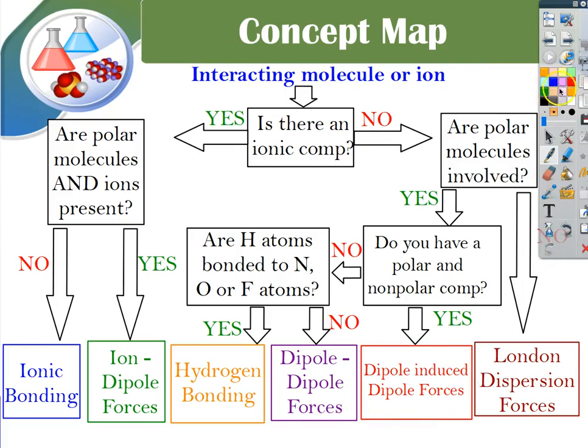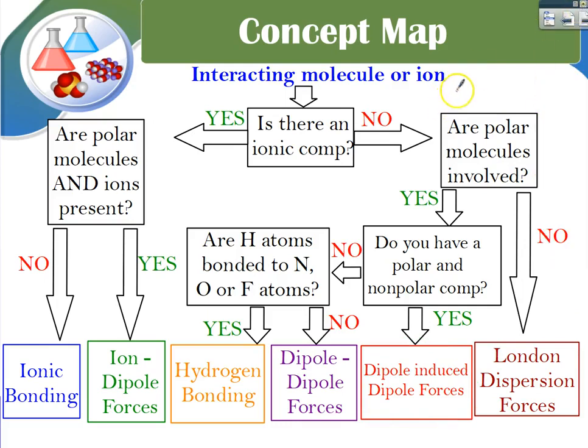One more. Let's say I said NaCl. Na is a metal, so this is going to be ionic. So is there an ionic compound? Yes. Are there polar molecules? Well, no, it's just ionic, so no. Ionic bonding, so I ended up here.